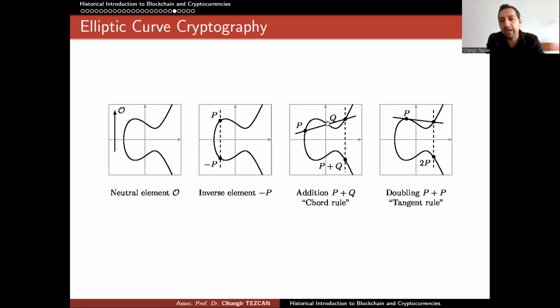So the question is, how can you add a point to itself? The picture is like this. Draw the tangent line. It has to intersect the curve, and we say that this is 2P. So, as you can see, I add P to itself x many times, obtain a point here, for instance, and ask you what the x is. So the discrete logarithm problem on elliptic curves translates to this one.